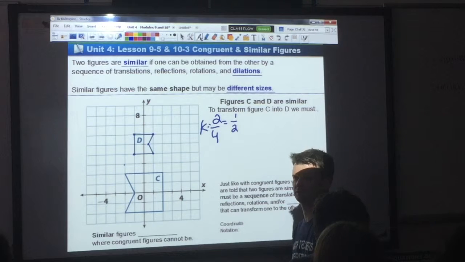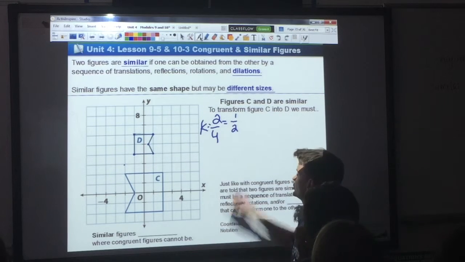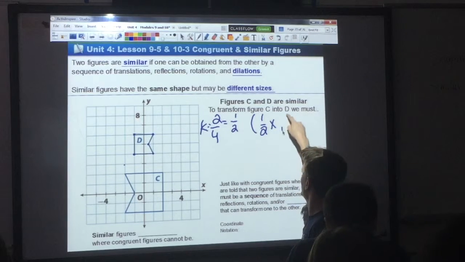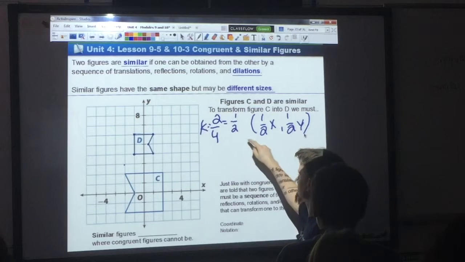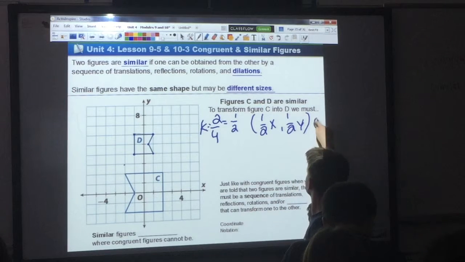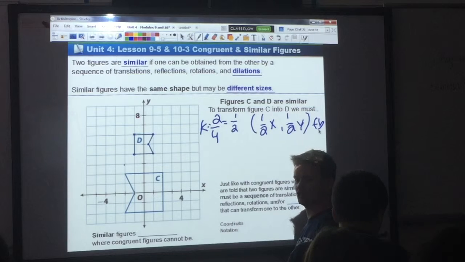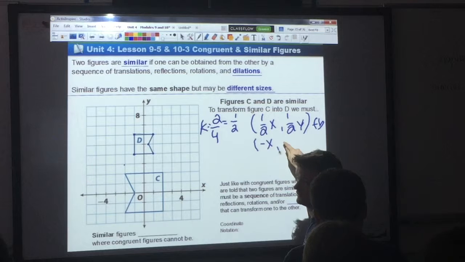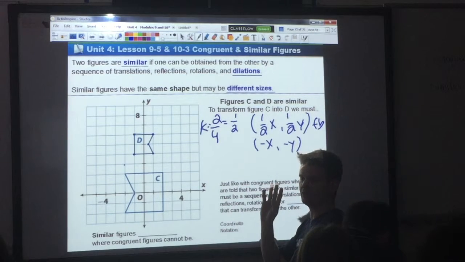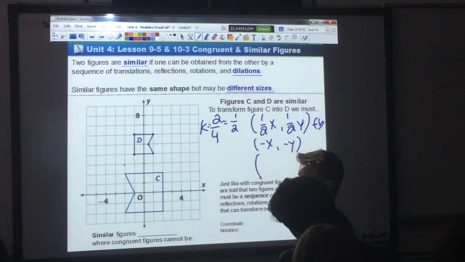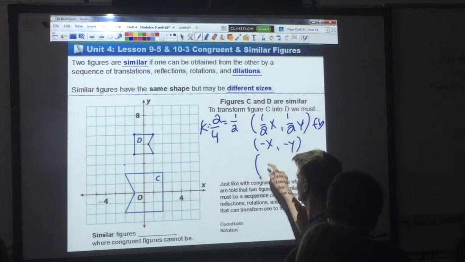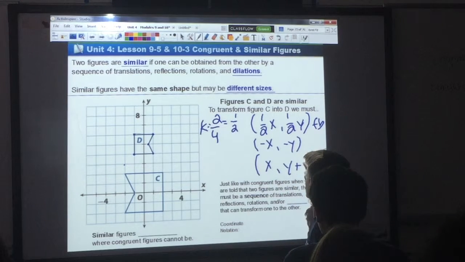What was the first thing we did? Dilation. Our scale factor, our K, was 1/2, so it's 1/2 x, comma, 1/2 y. That's followed by what? What was the next thing? Rotation or reflection. Either way, it's got the exact same notation. Negative x, comma, negative y. There we go. And the last thing was a translation up of how many units? 5. And since we're going up, is that the x or the y? And since we're going up, is that addition or subtraction? Addition. So it's x comma y plus 5.